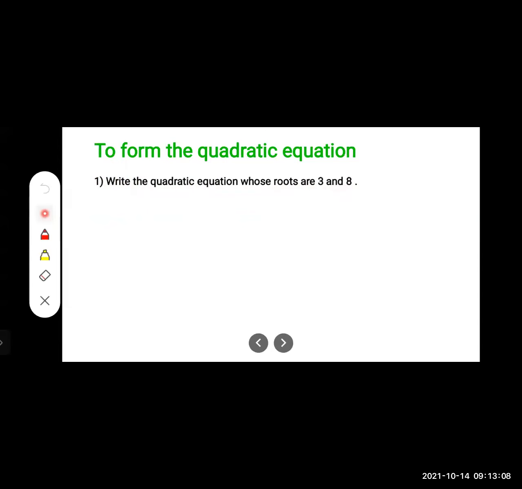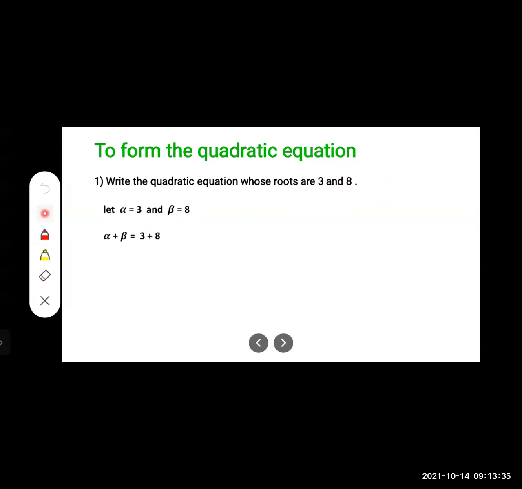So what we are going to do, children, here, we are going to let the roots be alpha and beta. Okay, so we will take this 3 as alpha and this 8 as beta. So let alpha equal to 3 and beta equal to 8. This alpha and beta is nothing but just for the root sake we are letting it. Okay, clear, children? Alpha equal to 3 and beta equal to 8.